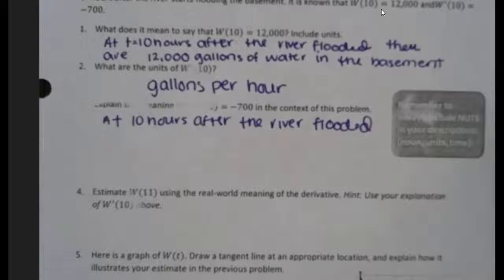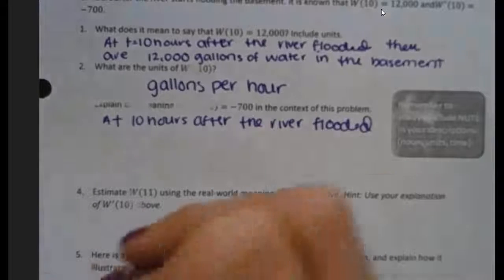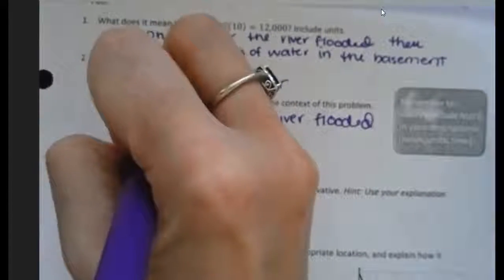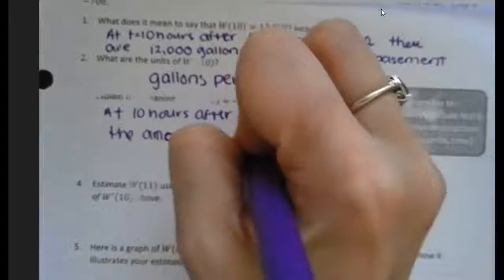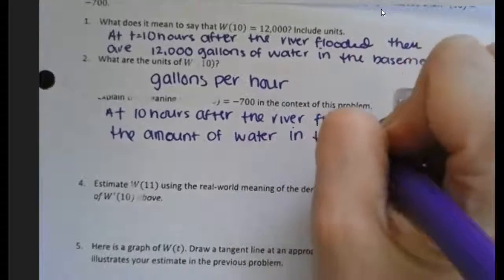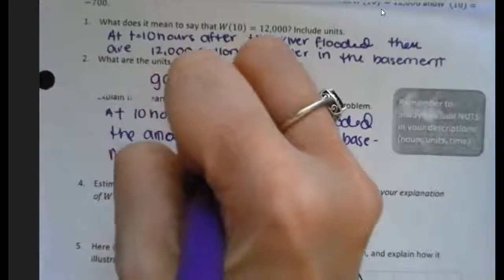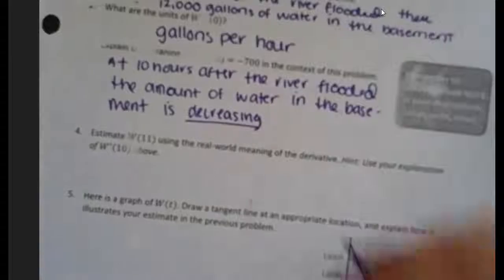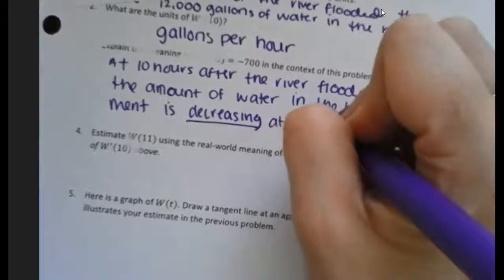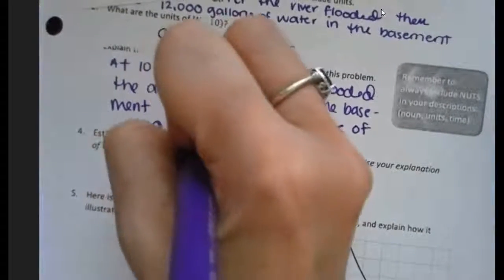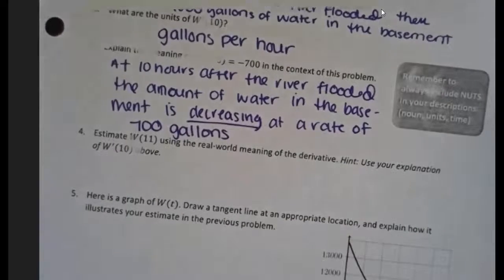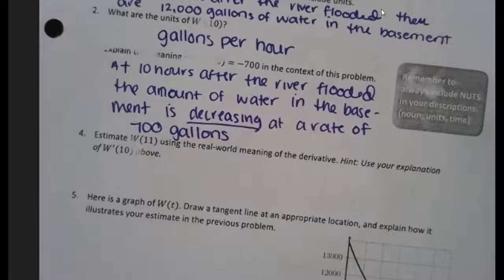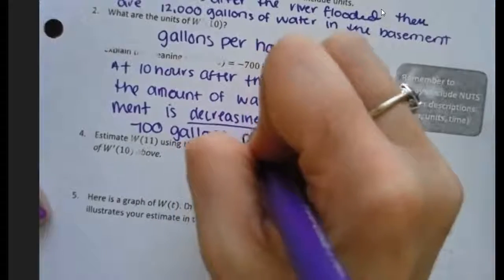So 10 hours after the river started to flood, the amount of water. Perfect. And that's the big word they're looking for, is decreasing. They want you to know what that negative 700 means. Since you wrote the words decreasing, do not attach a negative to the 700. Once you write the words decreasing, you cannot attach a negative to that 700. Does that make sense?